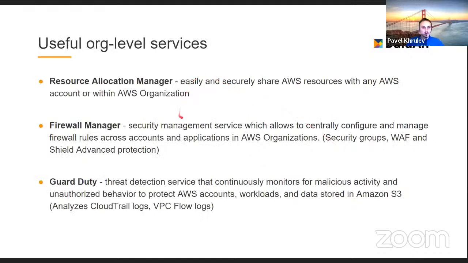And that's aggregated on the organization level, and that's an important part of the AWS Organizations services. And here I also would like to mention some very useful services that work on the organization level. This is Resource Access Manager. It is a service that allows you to share resources between accounts. You can just create a share, select some resources, and share them between accounts.